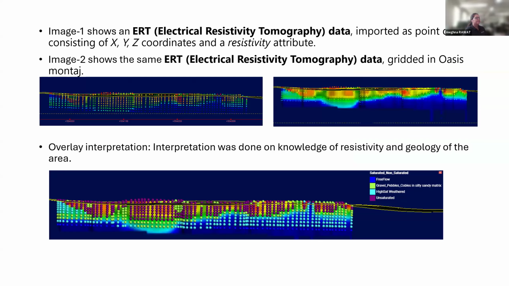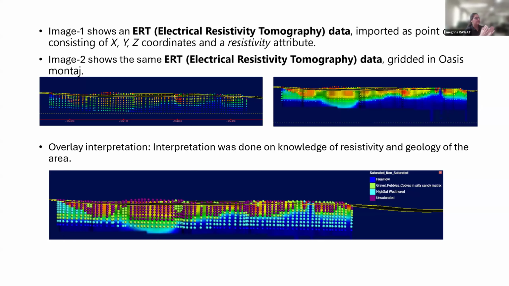In this slide, image 1 shows ERT data imported as point data consisting of XYZ coordinates and a resistivity attribute. On the left-hand side, we have this image, which shows the point data. And on the right-hand side, the same data set has been gridded in Oasis montaj, and then we could get some grids out of that data. So there is a difference between the point data and the grids.